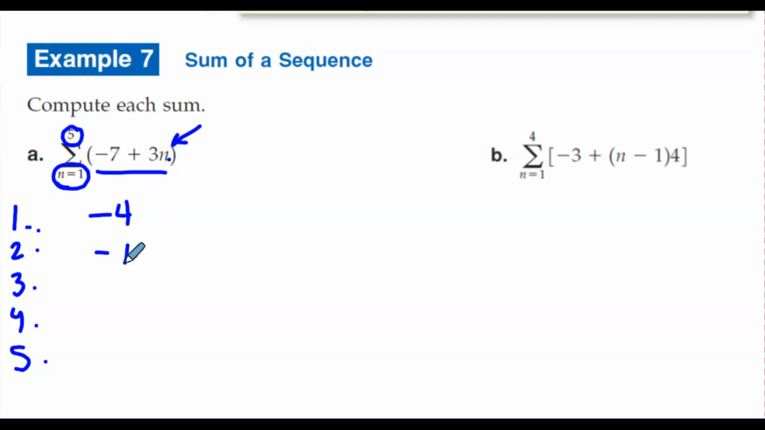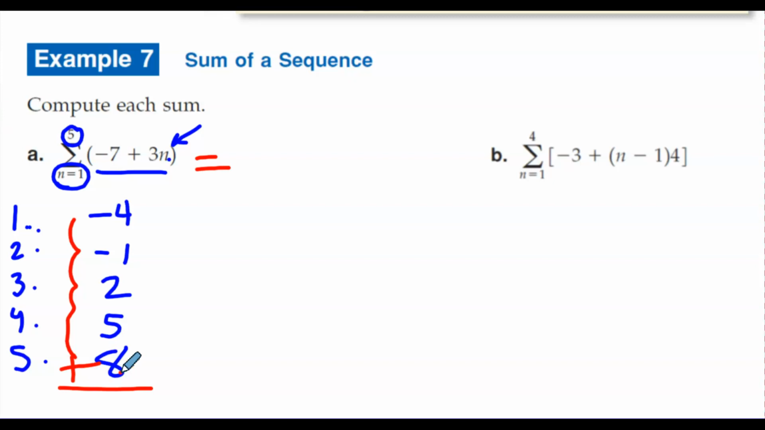3 times 3 is 9. That's 2. 4 times 3 is 12. That's 5. And 5 times 3 is 15. That's 8. Now, if you look closely, you can see the pattern in this sequence, and that is that you're adding 3 each time. But we're trying to figure out the sum of the first 5 terms, so I just add all these numbers up. And that gives me the sum. 8 and 5 is 13, 14, 15. Minus 1, minus 4 is 10.